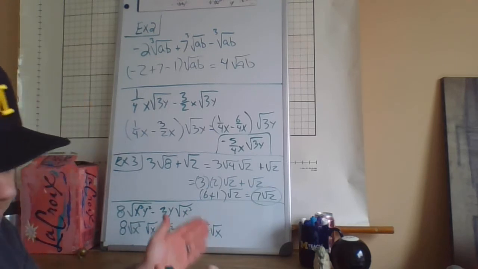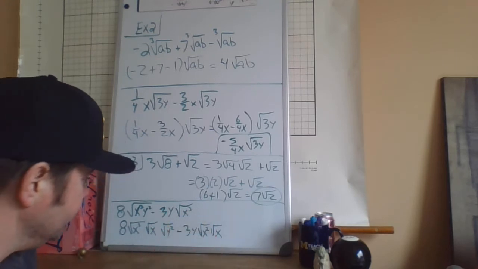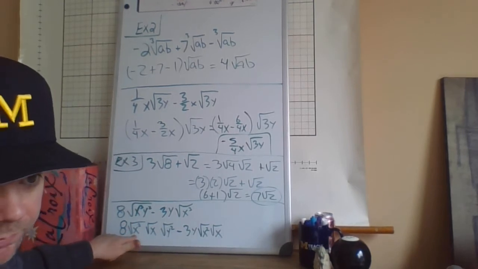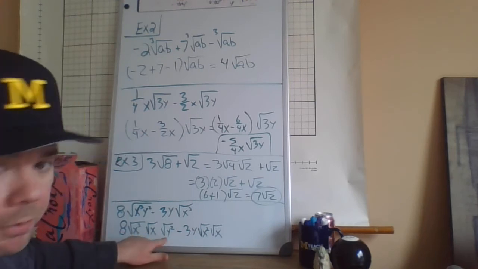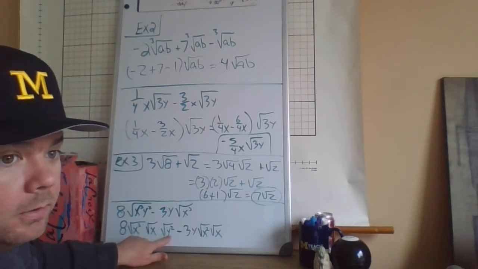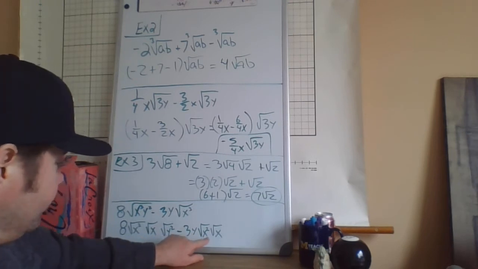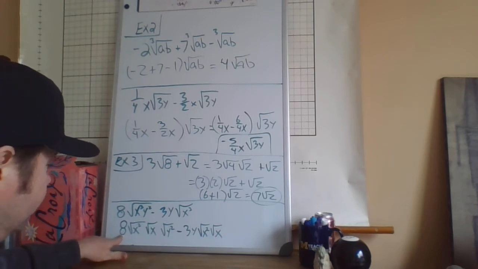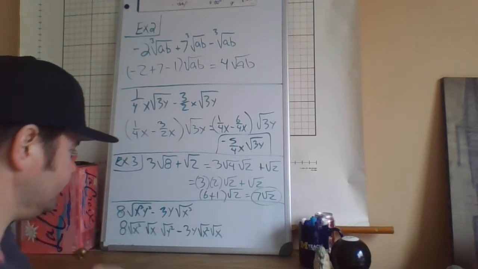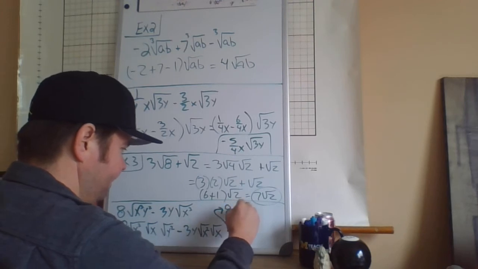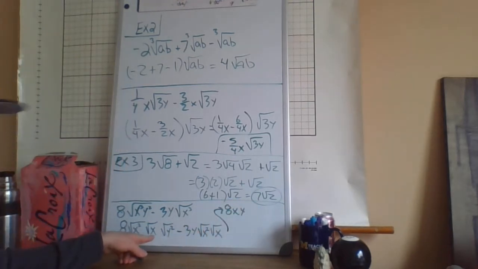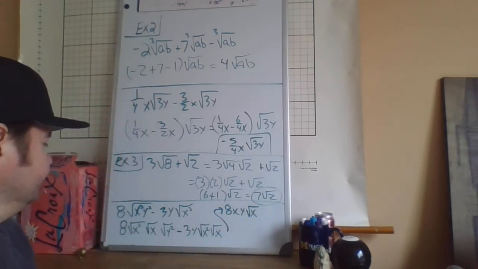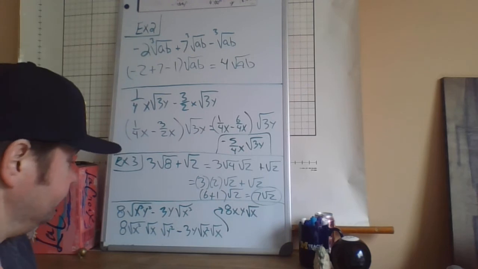I'm probably going to squeeze a few steps into one just because I don't have the room here. What's the square root of x squared? Everybody say it. It's x. What's the square root of y squared? Everybody say it. Yup, it's y. What's the square root of x squared? Yes, it is x. So I'm going to have 8xy, and the only thing that got left behind that could not be simplified was that x square root of x, right?